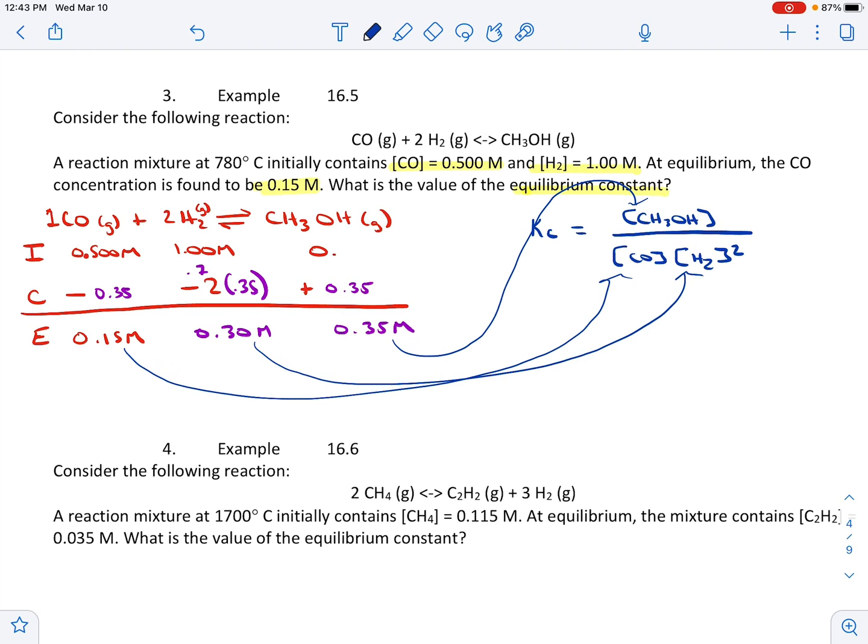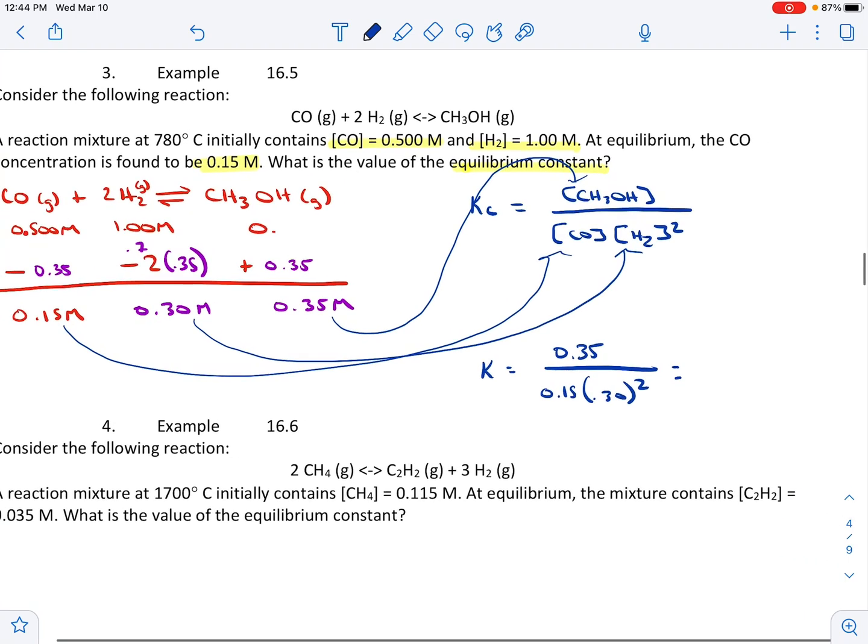All right? So, K, we're going to have 0.35 over 0.15 times 0.30, and that is squared. And so our answer, when we calculate this all out, we should get 26. All right, plug that in your calculator and see what you got. Remember, no label on equilibrium, so we've just got K is equal to 26. Take a second to soak that in.